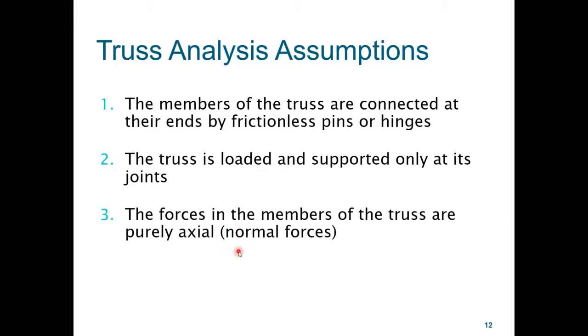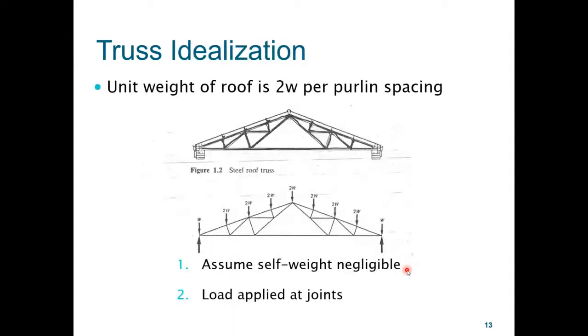And the forces in the members of the truss are purely axial, so they're normal forces. So imagine you get your ruler and you try to pull it apart. You're putting an axial load, because you're putting the force along the axis, or along the direction of the member, in tension. Or if you squash the ruler, you're putting the load, again, along the axis of the member, along the direction of the member, in compression. So we don't bend it. It's pure axial force. That's what we're going to design for.